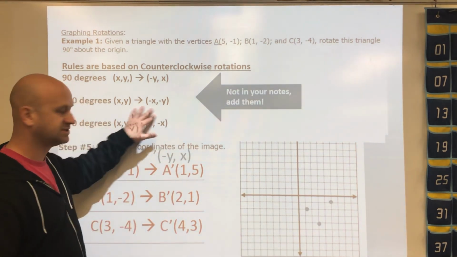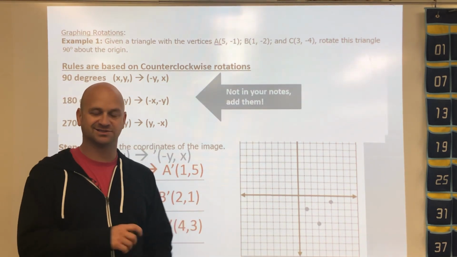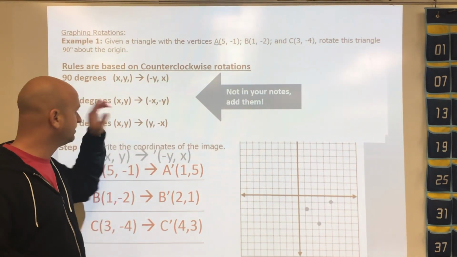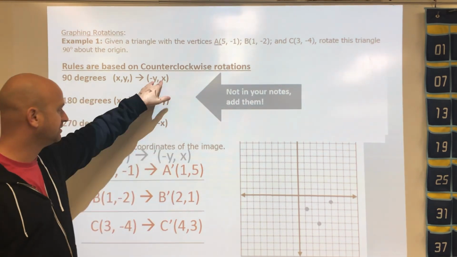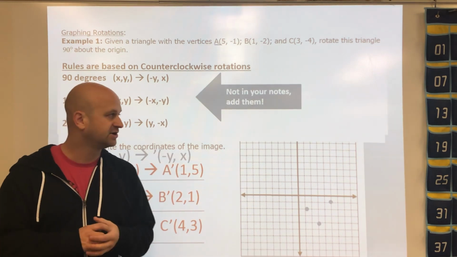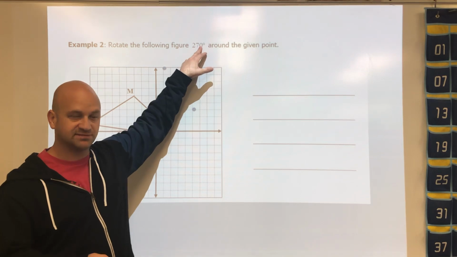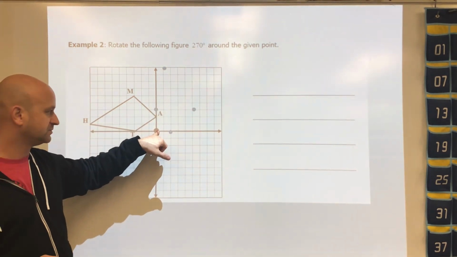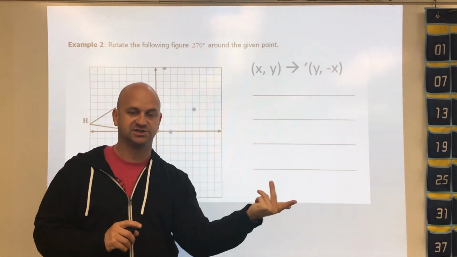Oftentimes when you see 180 degrees used in a problem, it doesn't give you a direction because it doesn't actually matter. What I recommend is to keep in mind the rule and then what actually happens. I think if you use it in words, that might be easier than in symbols, and that way you can figure out how to adjust the coordinates. Let's take another example. This time we're going 270 degrees around the origin. The rule is we change locations and change the sign of the x value.